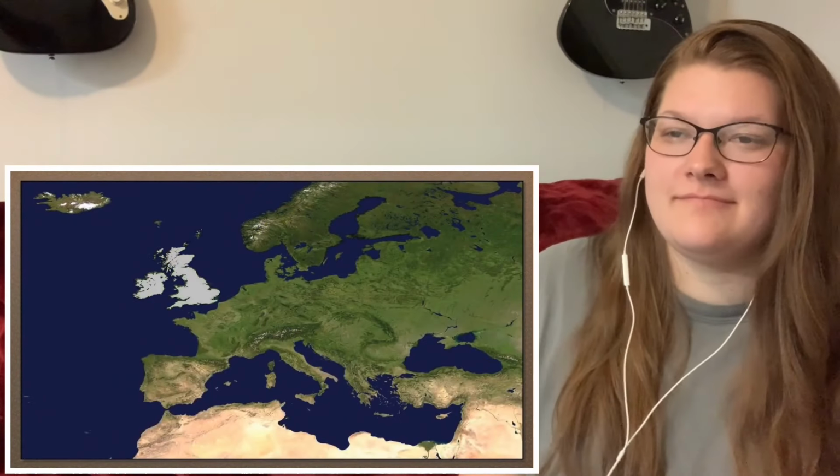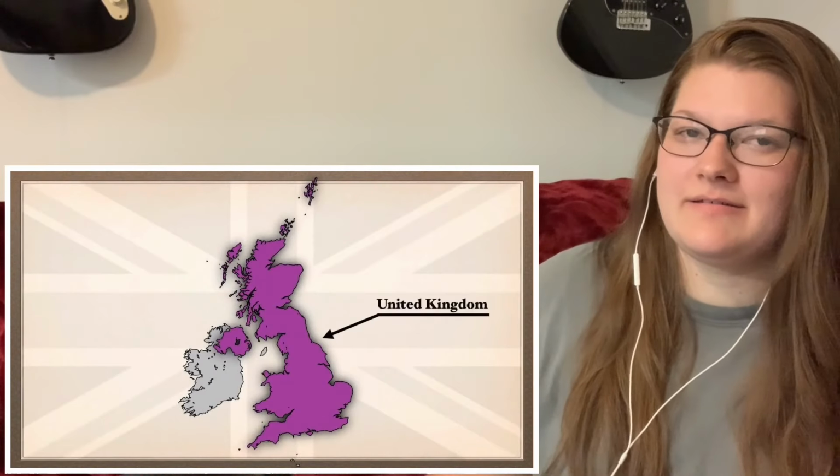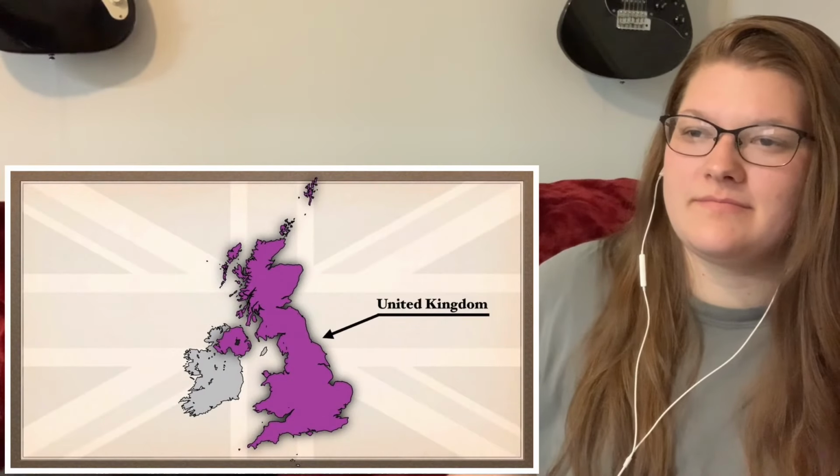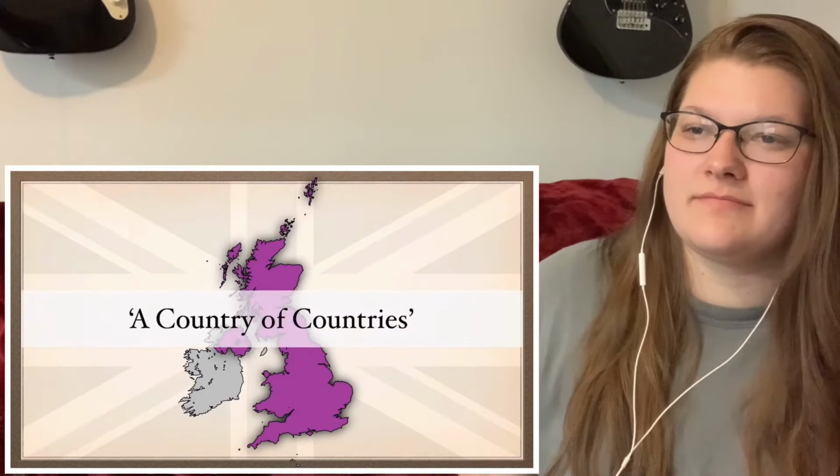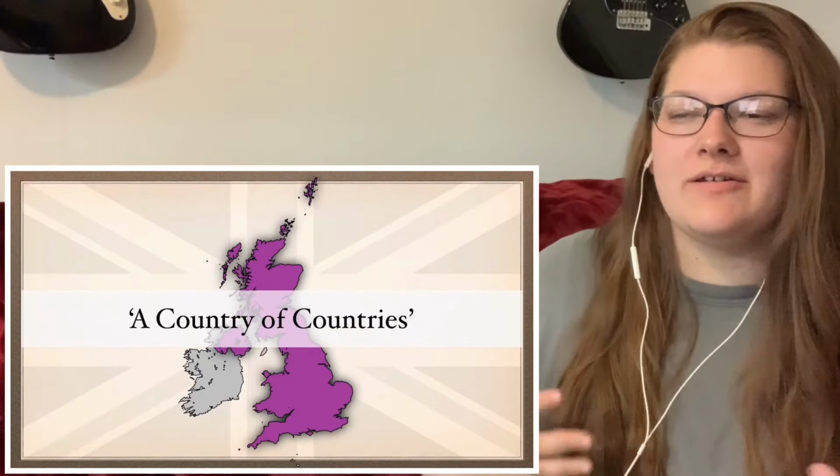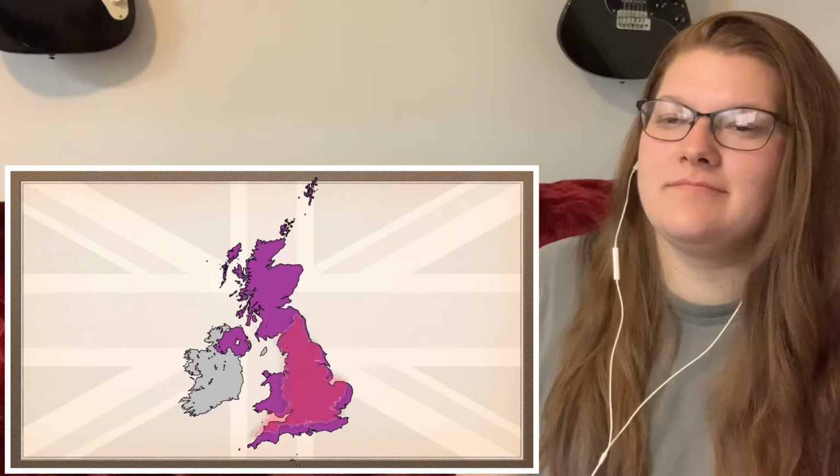For the lost, this is the world, this is the European continent, and this is the place we have to untangle. The area shown in purple is the United Kingdom. Part of the confusion is that the United Kingdom is not a single country, but instead is a country of countries. It contains inside of it four co-equal and sovereign nations. The first of these is England, shown here in red.